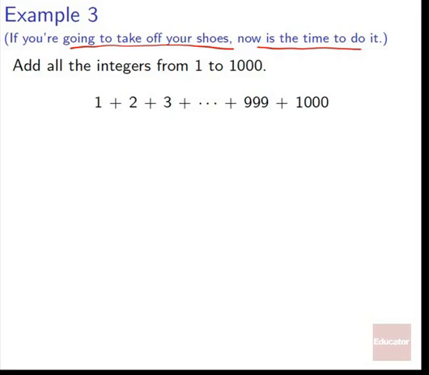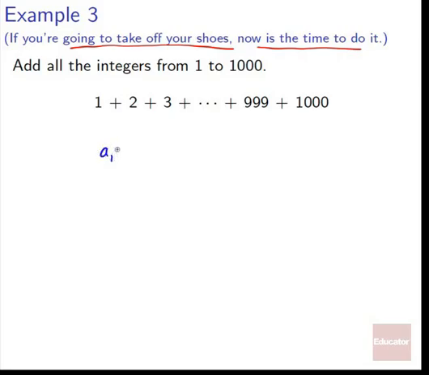Let me read the problem and then we'll have things be a fair challenge between shoe putting on and massive addition. Add all the integers from 1 to 1,000. So 1 plus 2 plus 3, and so on, plus 999 plus 1,000. All right, you ready? Ready, set, shoes on now.